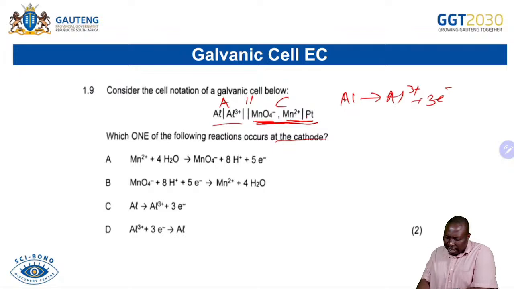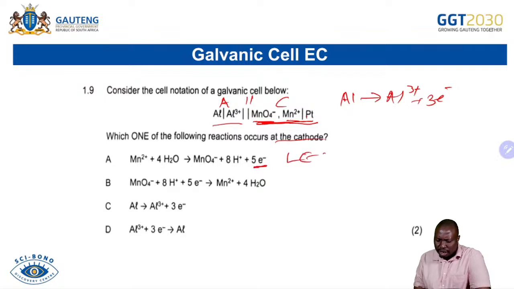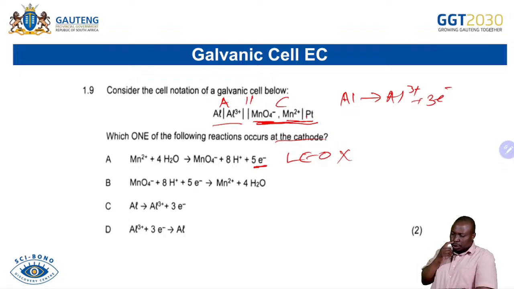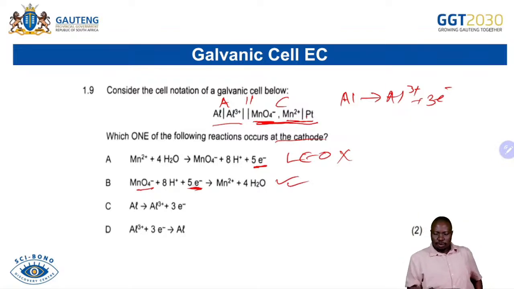So now at the cathode, we gain, we don't lose electrons. If we check here, you can see that the electrons are on the product side, which means this is loss of electrons, and this happens at the anode. So this is wrong. On the cathode, we don't lose electrons, which means we gain electrons at the cathode. So your obvious choice is B, because that's where we have gaining of electrons. Then you collect your marks and you are able to move on.